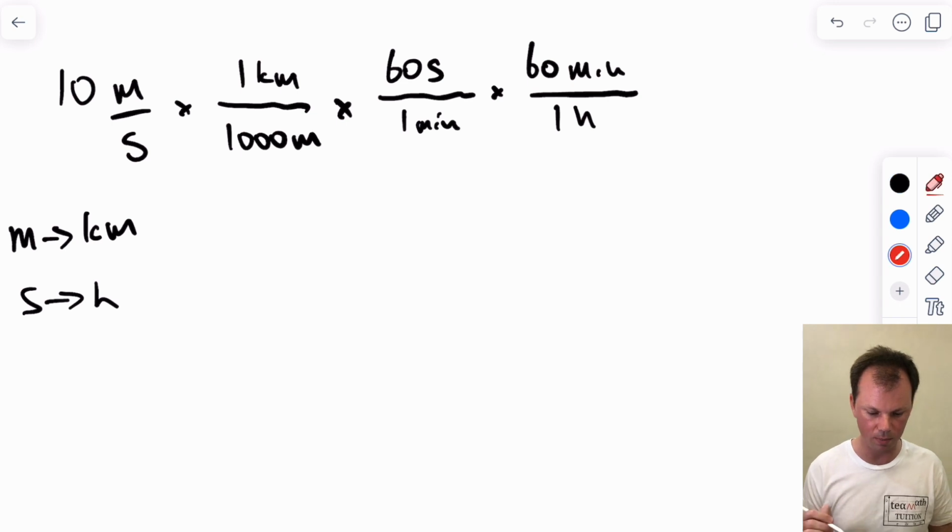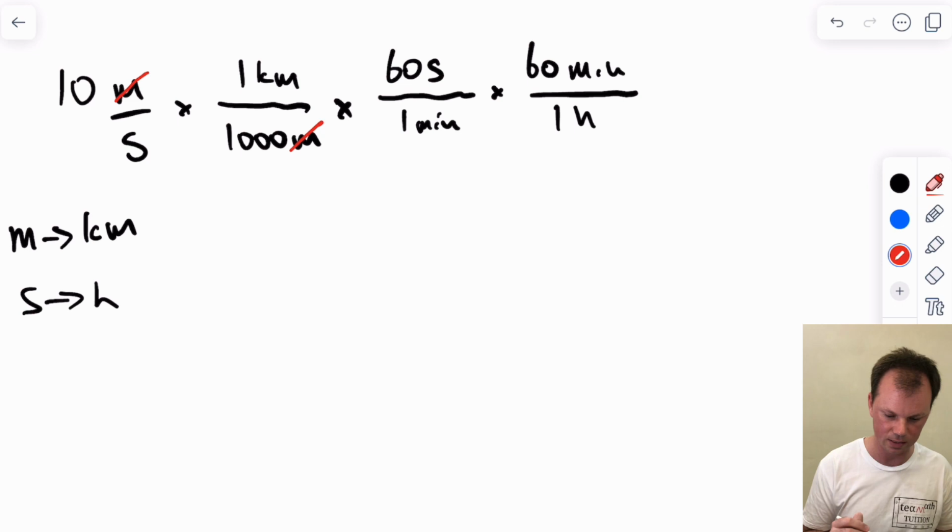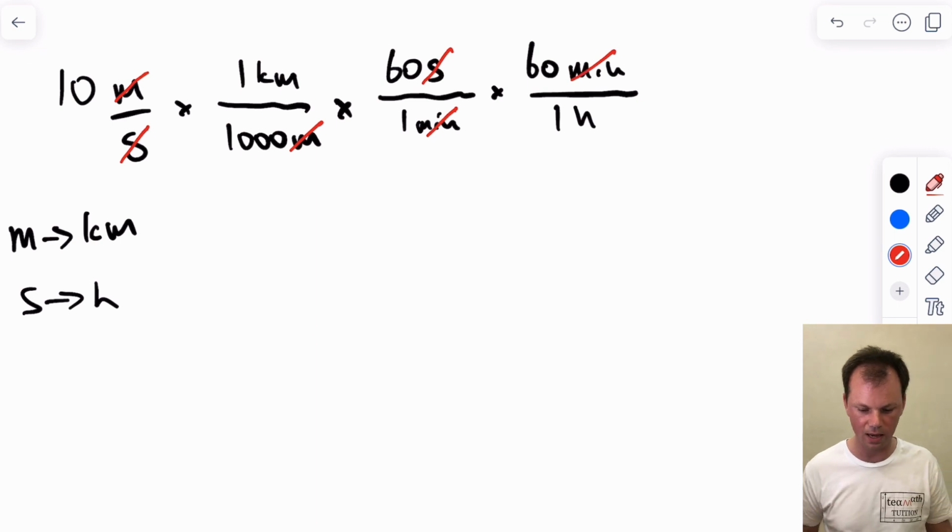Now, if I multiply all of this out, I'm going to get my targeted units. And we can show that by cancelling out those units. So I've got meters that I can cancel out. I've got seconds to cancel out. And I've got minutes to cancel out. So if I look at what's left, I've just got kilometers per hour.